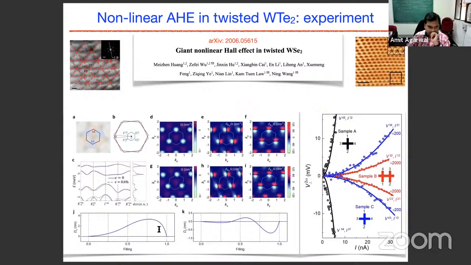So the measurement is here. These are mostly theory plots of the band structure, Berry curvature dipole, and the corresponding integrals of the Berry curvature and the Berry curvature dipole density. But this is one of the papers which showed the existence of this Berry curvature dipole in Moire systems.